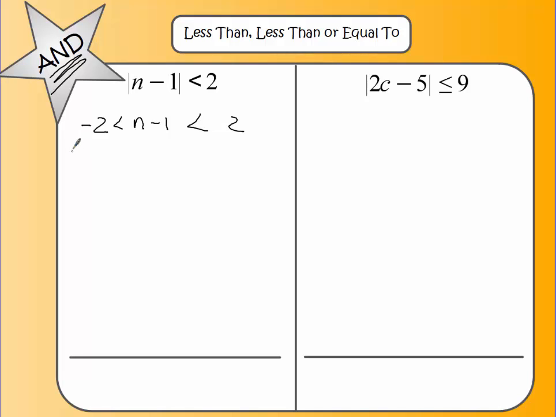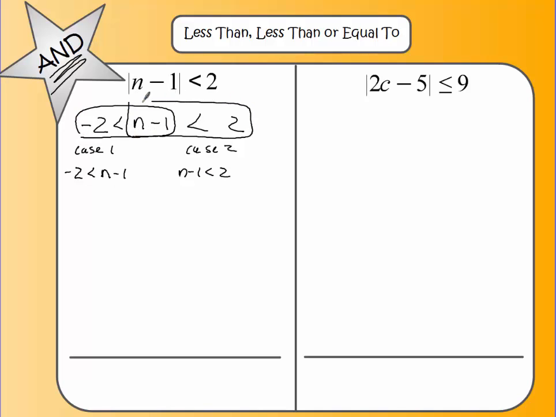So now let's break this into its two parts, like case 1 and case 2. So case 1 is going to be this: -2 is less than n-1. Case 2 is n-1 is less than 2. And all I did was take this part first, and then I took this part second.